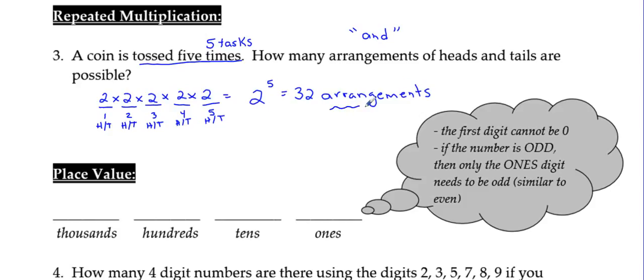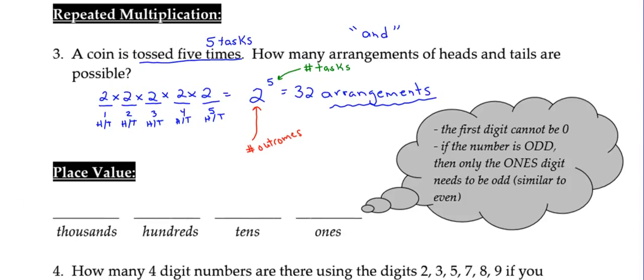For communication marks, make sure you are writing the answer to the question. How many arrangements? 32 arrangements. So if it's a repeated multiplication question and it works out to be an exponent, the base of the power represents the number of outcomes, and the exponent of the power represents the number of tasks. This is important so that you do 2 to the 5 and not 5 to the 2.